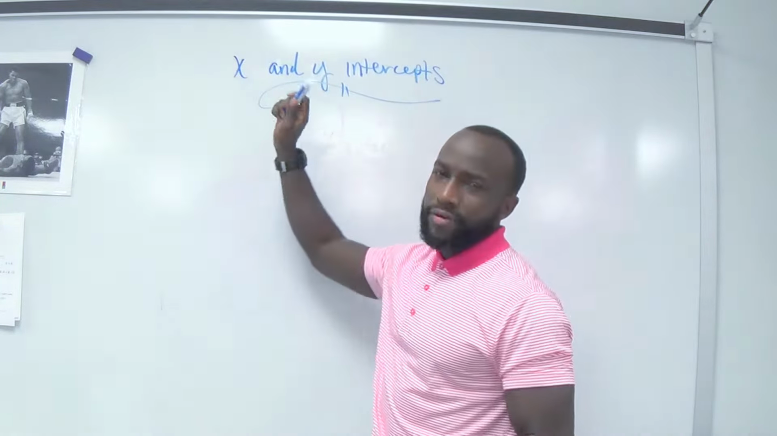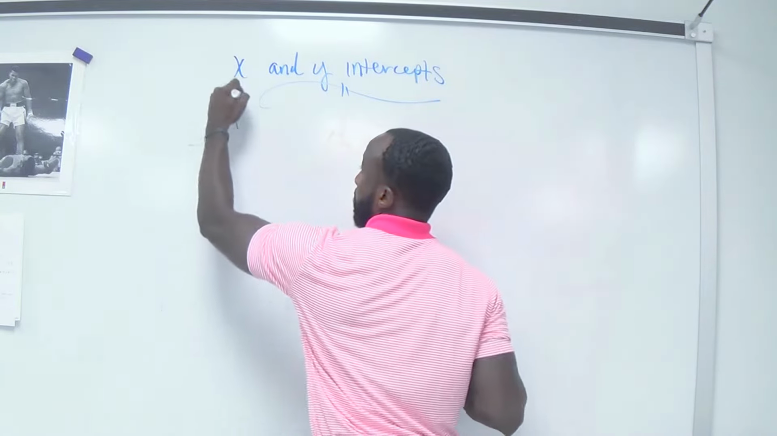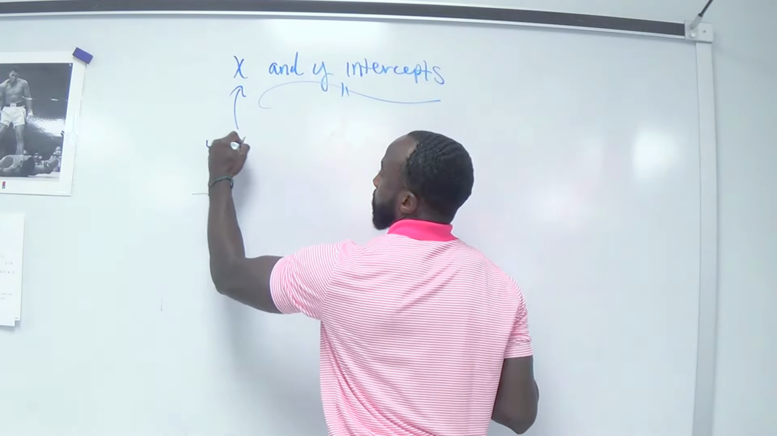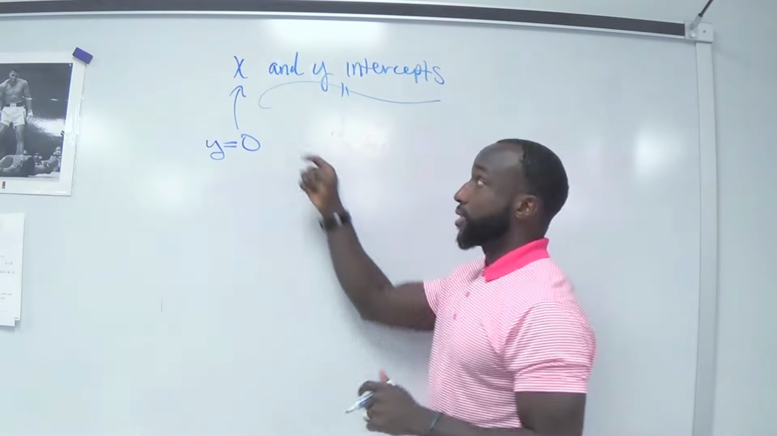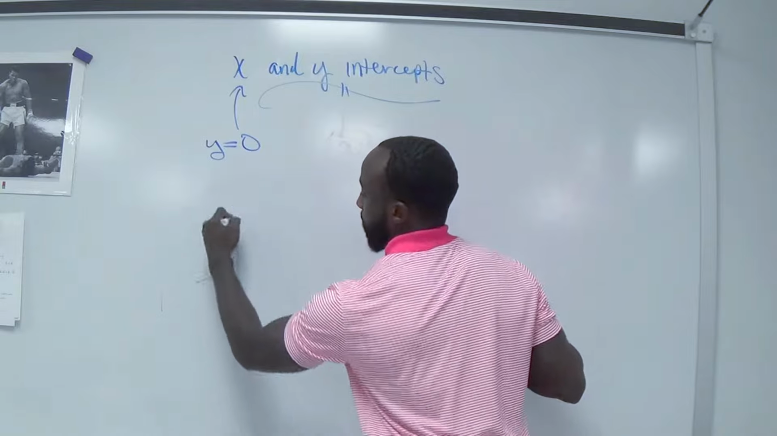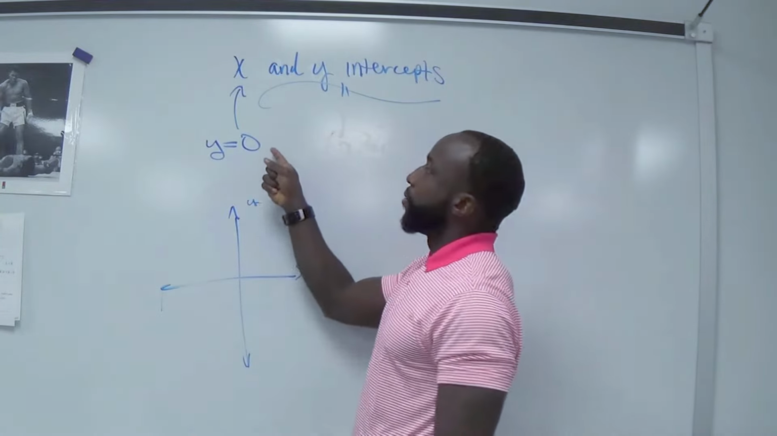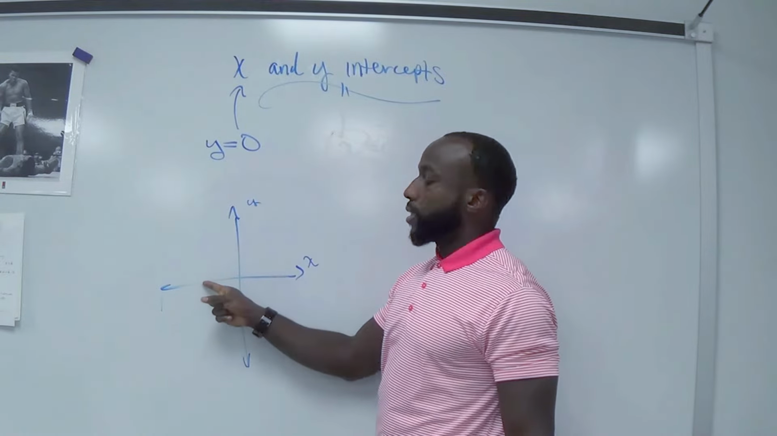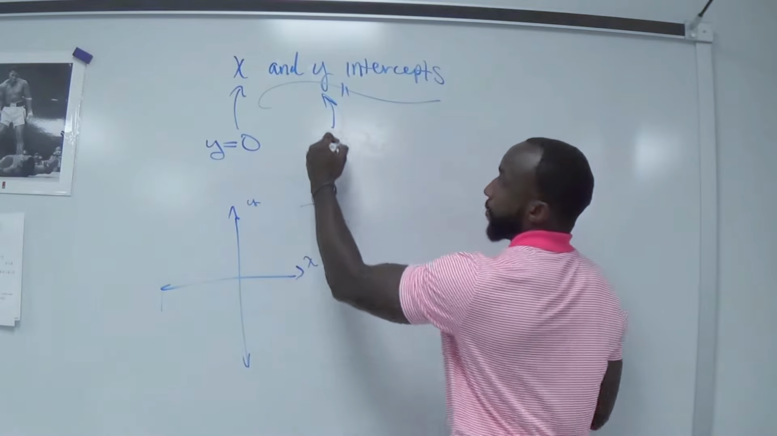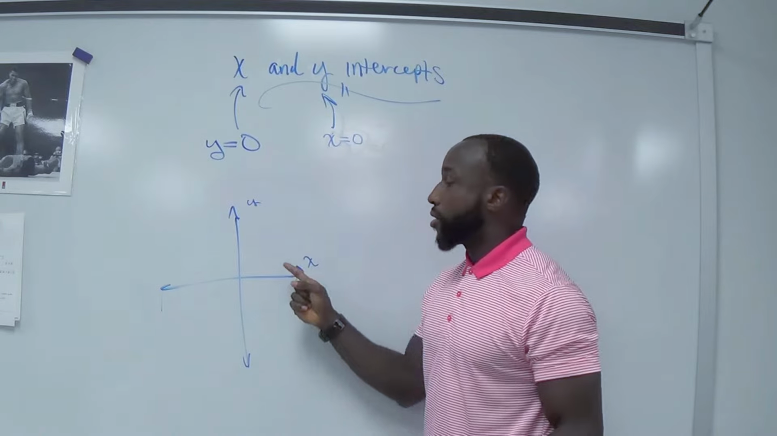Okay? And so in order to find these, you must know the definition. The x-intercept, simply put, is the place on a line where y equals 0. That's simply the place where the line crosses the x-axis. And the y-intercept is the opposite. The y-intercept is when x equals 0, so that's the place on the line where it crosses the y-axis.